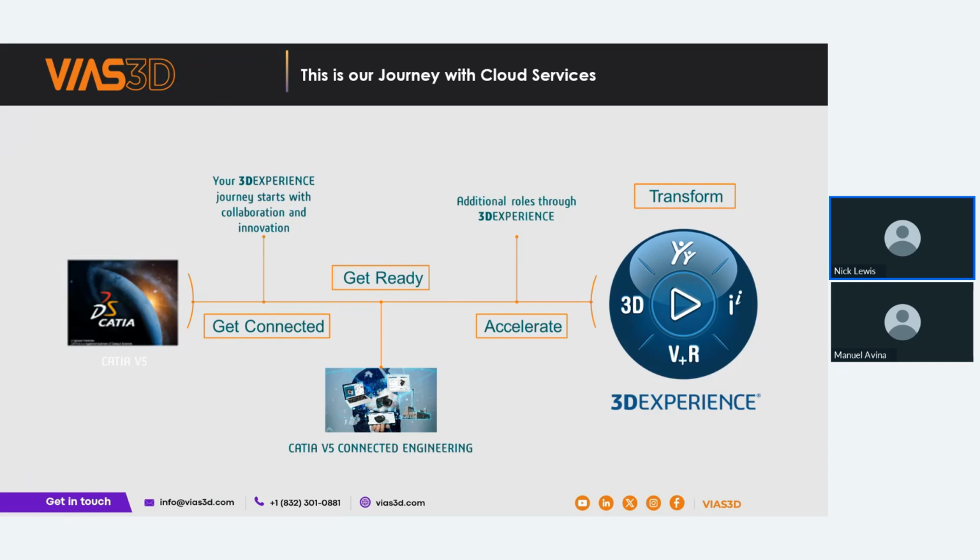So the first step in this journey is what we call get connected. That is to connect the CATIA V5 to the 3D Experience platform. This will allow you to start benefiting immediately from collaborative design, data management, and version control, without any disruption to any of the other workflows that might already be in place.